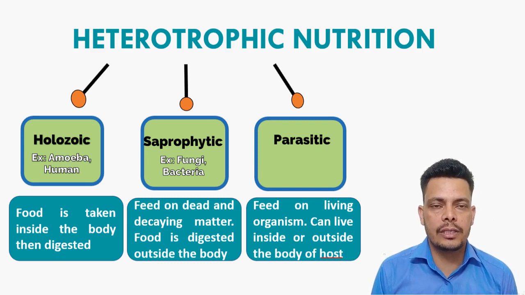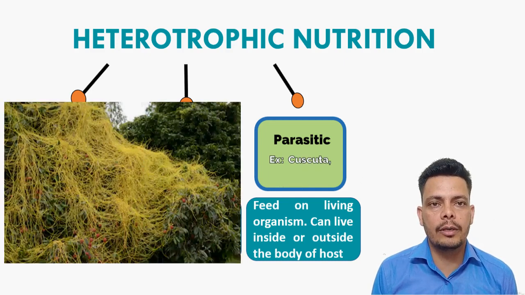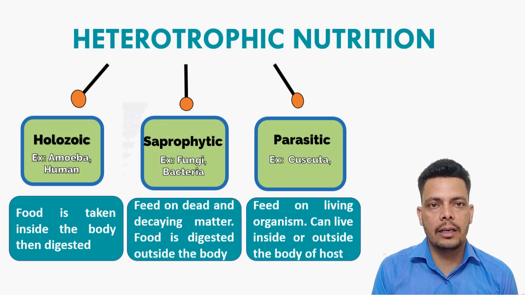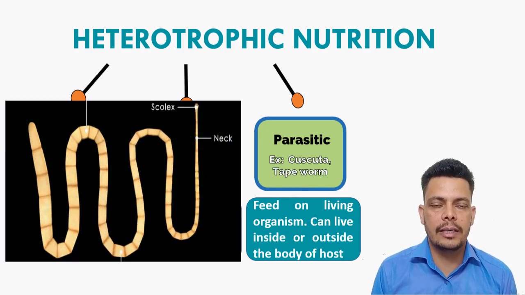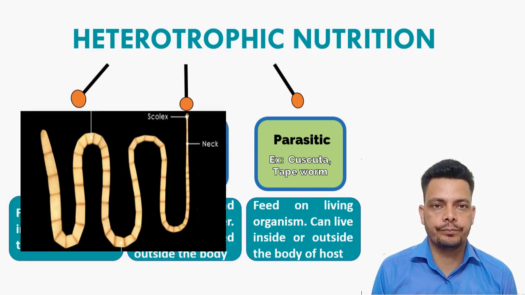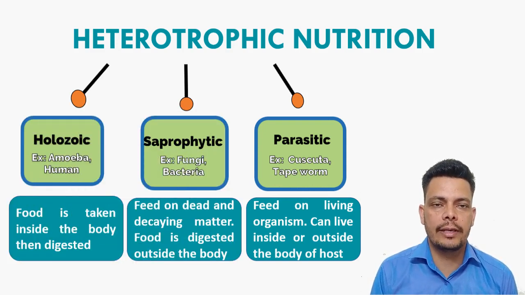In plants, if you see, it is the cuscuta plant. We also call it the dodder plant. And among animals, there are ticks, lice, and tapeworm that lives in the intestine of the human. It is also a parasite. So these are the three forms of heterotrophic mode of nutrition: holozoic, saprophytic, and parasitic.